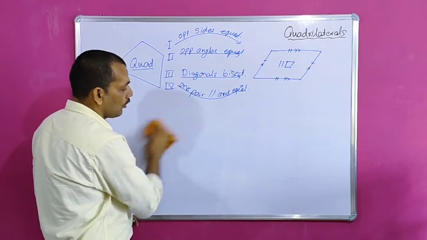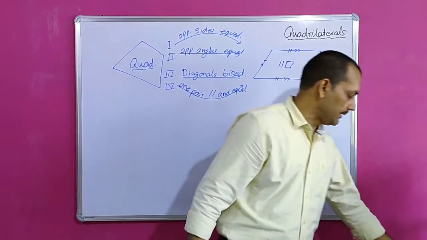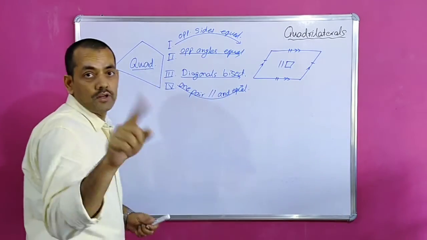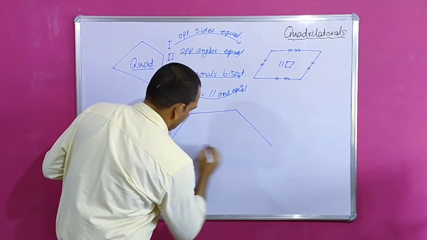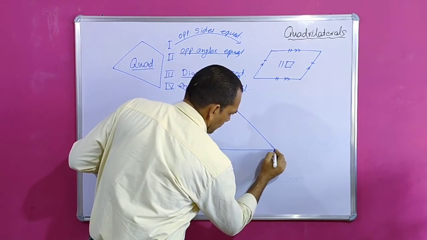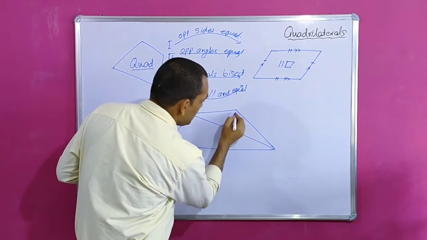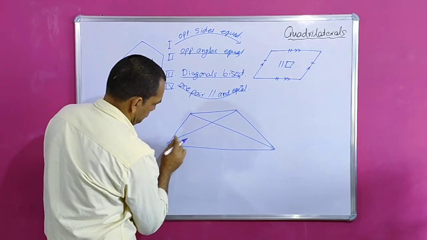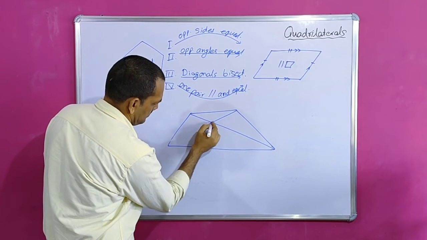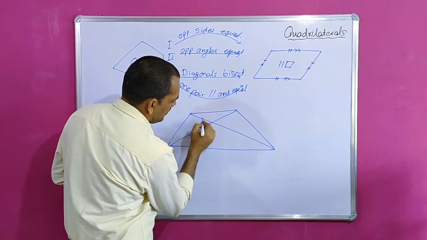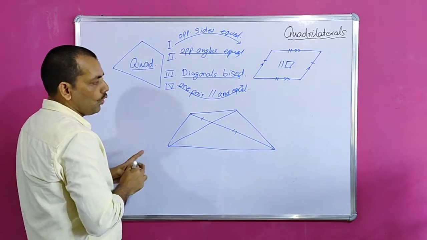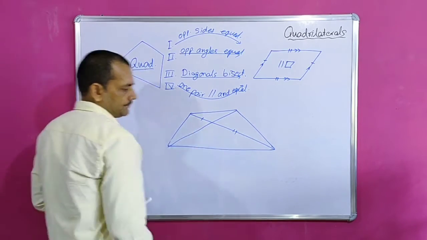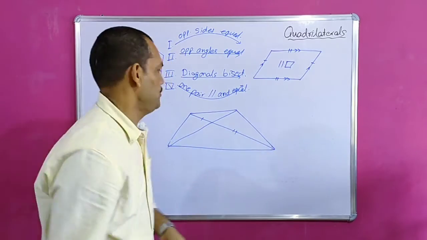If you have gone through the isosceles trapezium so far, please don't get confused, because in an isosceles trapezium, diagonals are equal, but they don't bisect each other. Please take care. So this is not the case here, just for your information.